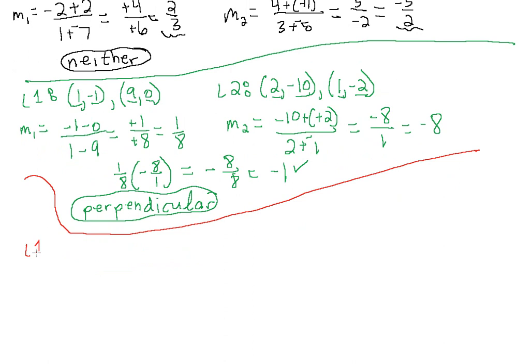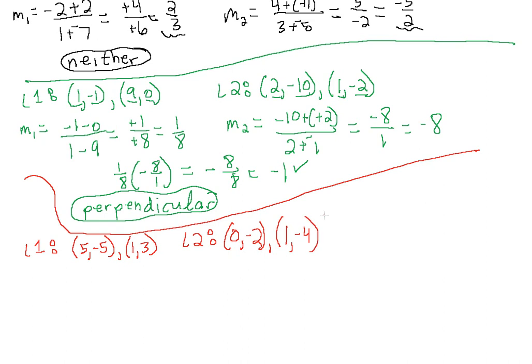Let's say we have line 1 that passes through the points (5, -5) and (1, 3). We also have line 2 that passes through the points (0, -2) and (1, -4).